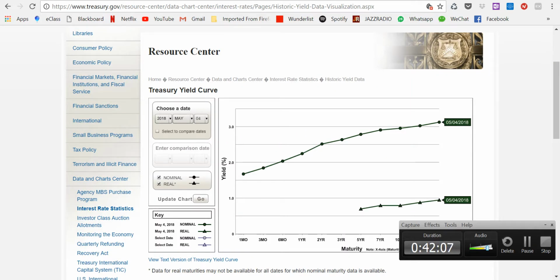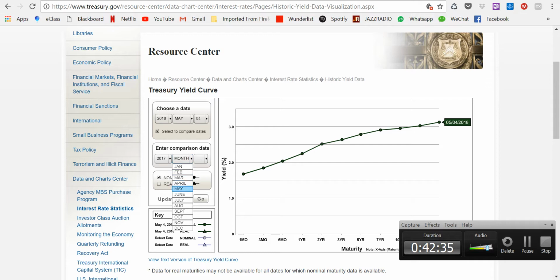So don't worry about the real yields. That's the inflation-linked market. If you look at scenario number 3, I'm going to compare May 2018 to May 2017. Okay?